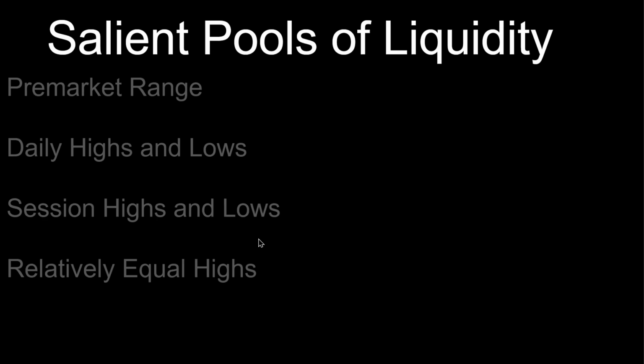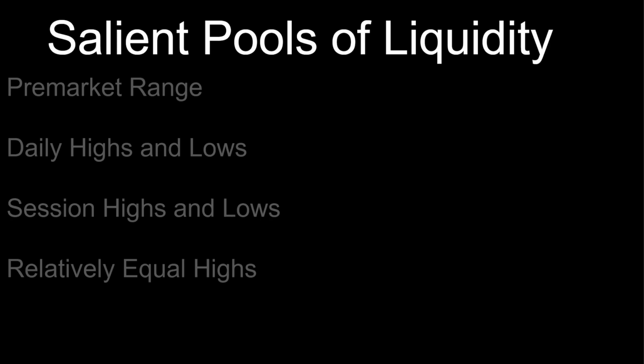So the salient pools of liquidity, if you've watched the previous lectures, then you'll understand this. If you haven't, then you need to go and watch them, because although this may make sense to you, you're not going to know how to read these on your chart effectively. So the pre-market range, the first high and low we look at is the highest high and the lowest low of the pre-market range. Those will sometimes act as manipulation points, where price will trade within that range, and then during the macro, it will take the low and then trade back into the high.